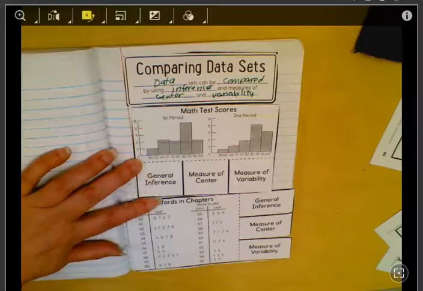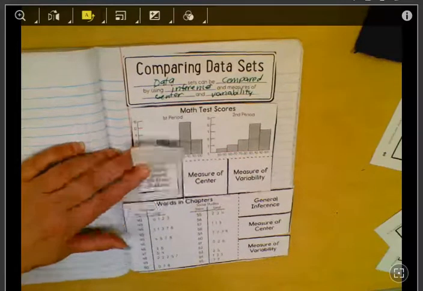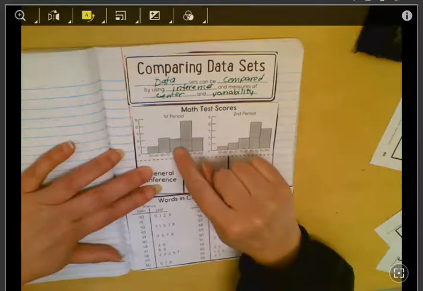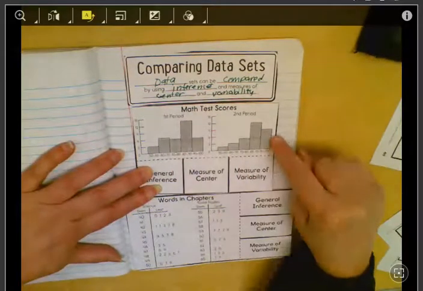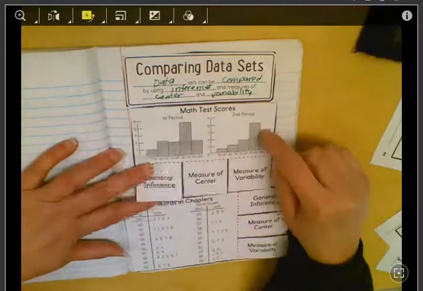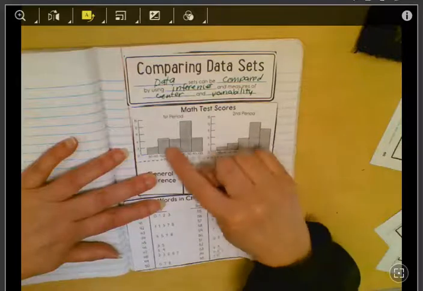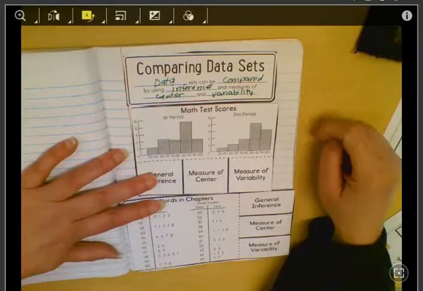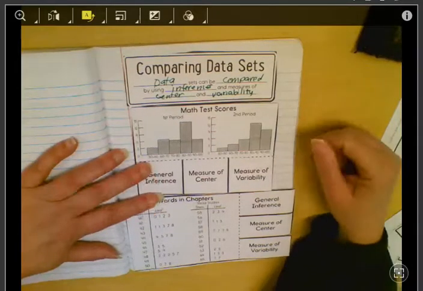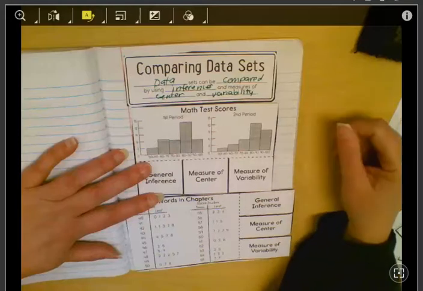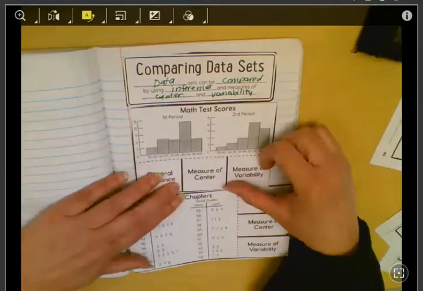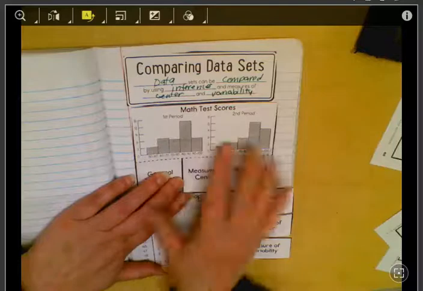Well, a general inference might be second period has fewer students because I could have gone up and said 3 students, 6 students, and I could have counted how many students in there, and I would have found out that second period does not have near as much bar graph, but if I added that all up, I'd find out they do have less people. But that has nothing to do with the center or the variability. It just, I have less people. So that's just a general inference. That goes underneath there.